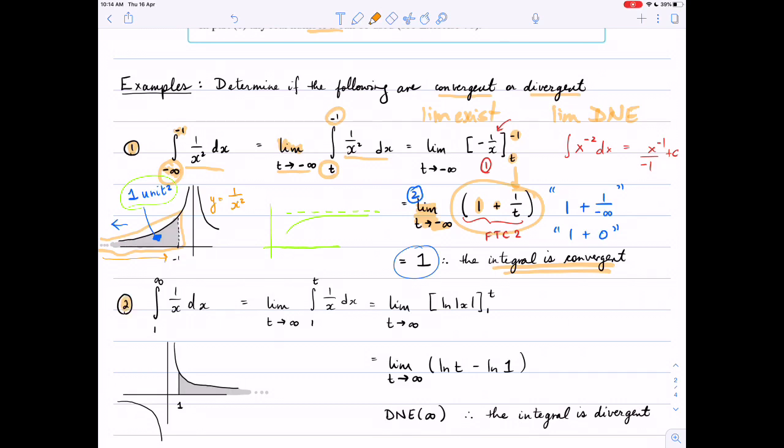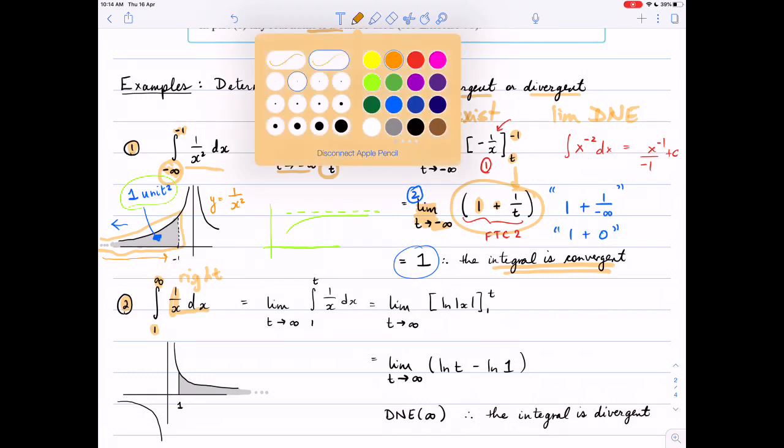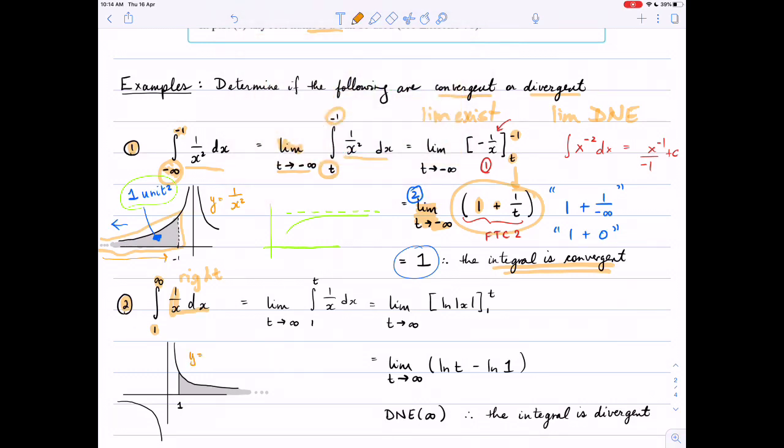Let's look at the second example. So second example, we've got an integral from 1 to positive infinity of 1 over x dx. So now we are talking about a region which is on the right. Here is our graph of y is 1 over x, and I'm looking at the region from 1 going on forever on the right, so 1 to positive infinity. Again, using the definition of the improper integral, this is going to be a limit as t goes to infinity of the integral from 1 to t of the function.